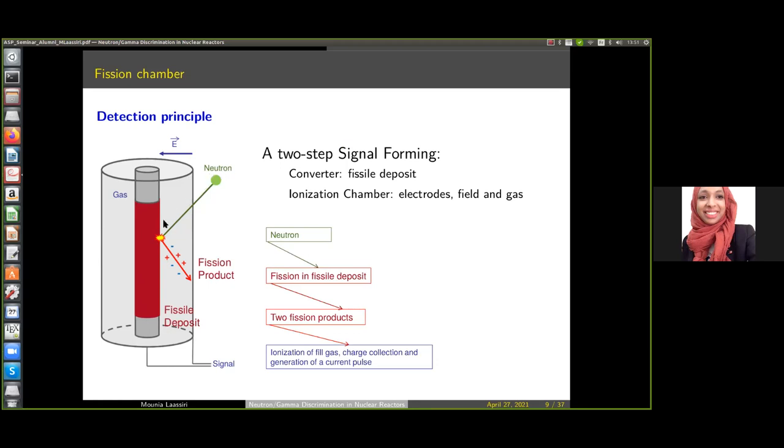When a neutron reaches the fissile deposit, it is likely to induce a fission reaction that usually generates two fission products, or fission fragments, emitted in two nearly opposite directions. The fission fragments ionize the filling gas along their trajectory and generate a high number of electrons and positive ions. Here in our case, argon plus and electrons. When a voltage of a few hundred volts is applied between these two electrodes, the electrons and positive ions are separated and drift toward the anode and the cathode respectively. During the drift, the charge induces a current signal that can be amplified and processed.